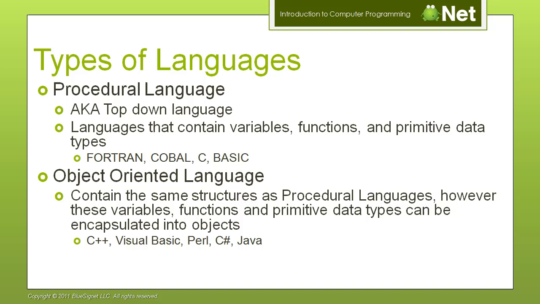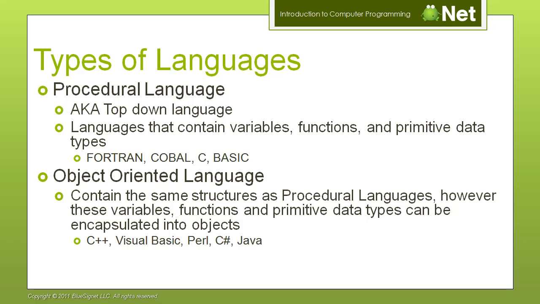Some examples of procedural languages are Fortran, COBOL, C, and BASIC. They are designed mostly of variables, functions, and primitive data types, which we haven't talked about. Primitive data types are a very simple concept. It's just like a letter or a number. Basically, it's anything that can be expressed as a number that can retain a value. A character is a number, which we talk about later when we talk about ASCII. Then there are numbers themselves, different types like floating point numbers, and a Boolean value.